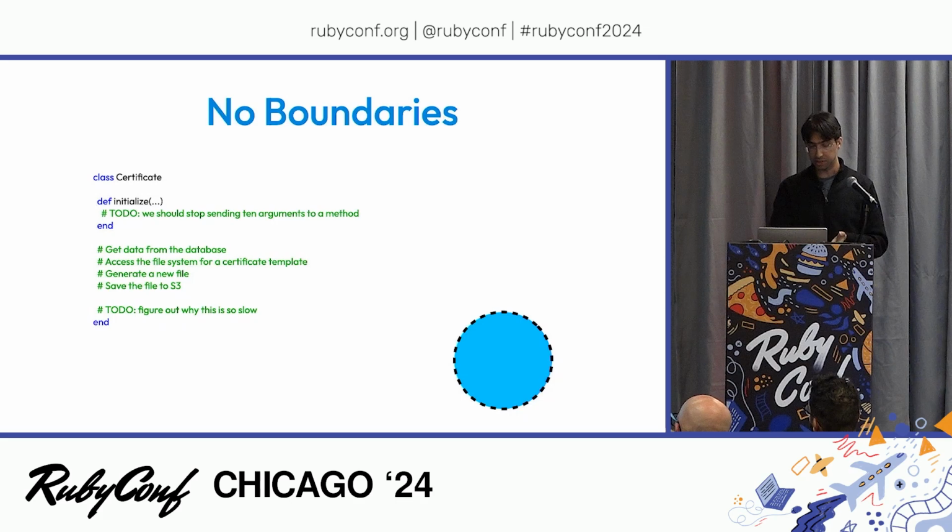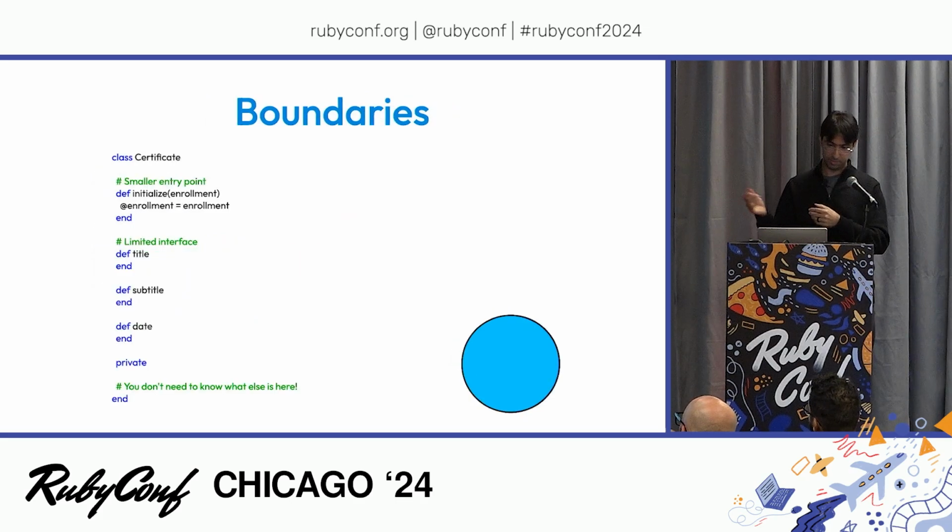So what we could do is redesign it into smaller components. So we could do one component that looks like this. It takes in one input. An enrollment is just a database entry that says so-and-so took this course. So it takes in one enrollment. It does not access the database. It just simply gets a data structure. And then it has very few exit points. It can tell you what the title of the certificate is. It can tell you what the subtitle is and a date. So really strong boundaries, because there's only one entry point and only a few exit points.